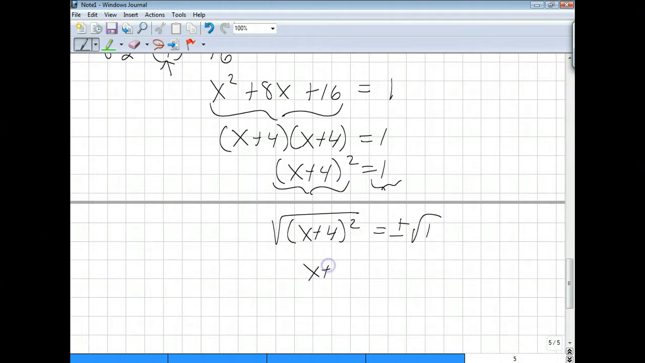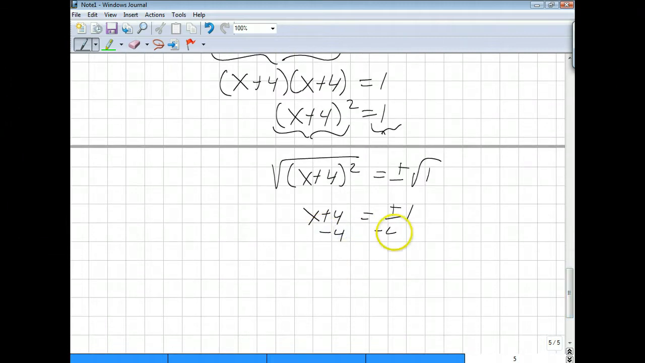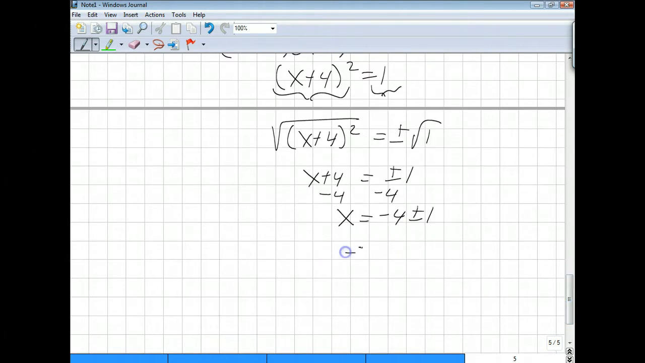Okay, so x plus 4 equals plus or minus 1. Subtract 4 from both sides, so x equals negative 4 plus or minus 1. So that's negative 4 plus 1, which is negative 3, and negative 4 minus 1, which is negative 5. So my two solutions are negative 3 and negative 5, which tells me that I could have solved the original problem by factoring, because I got integers for answers.